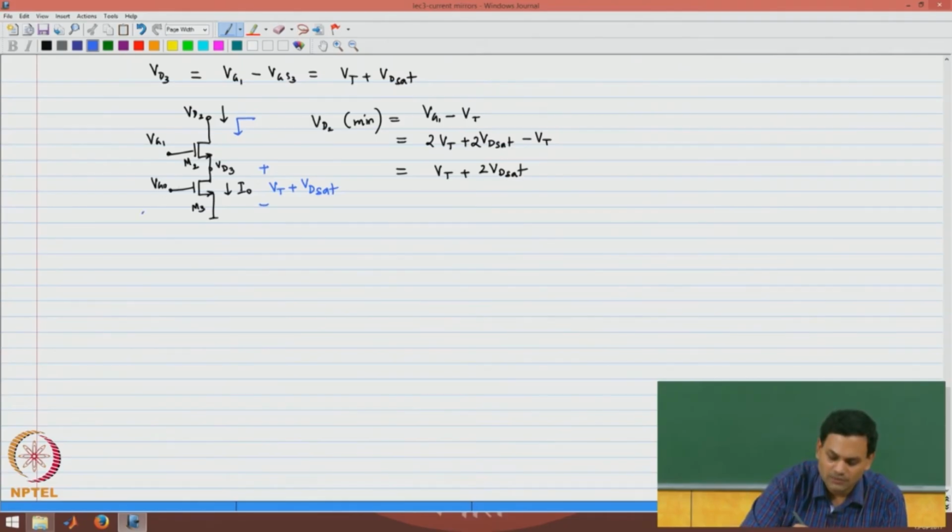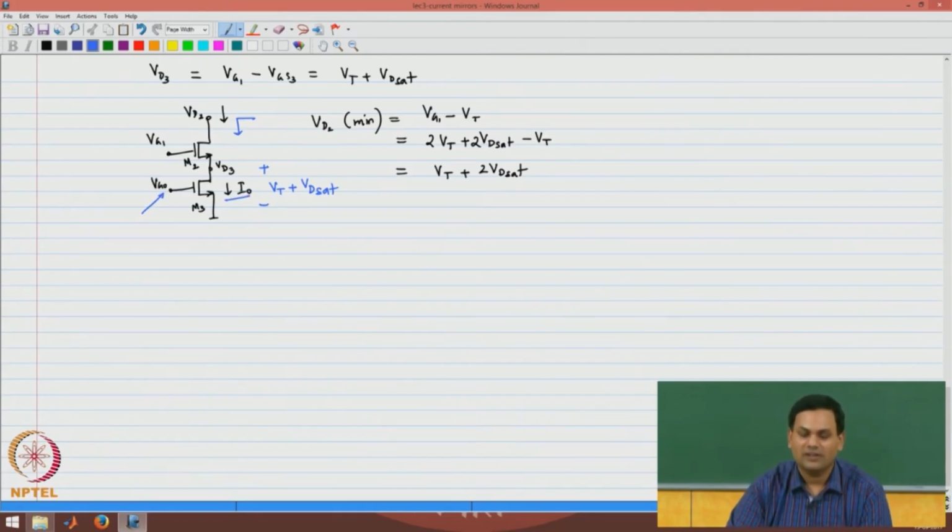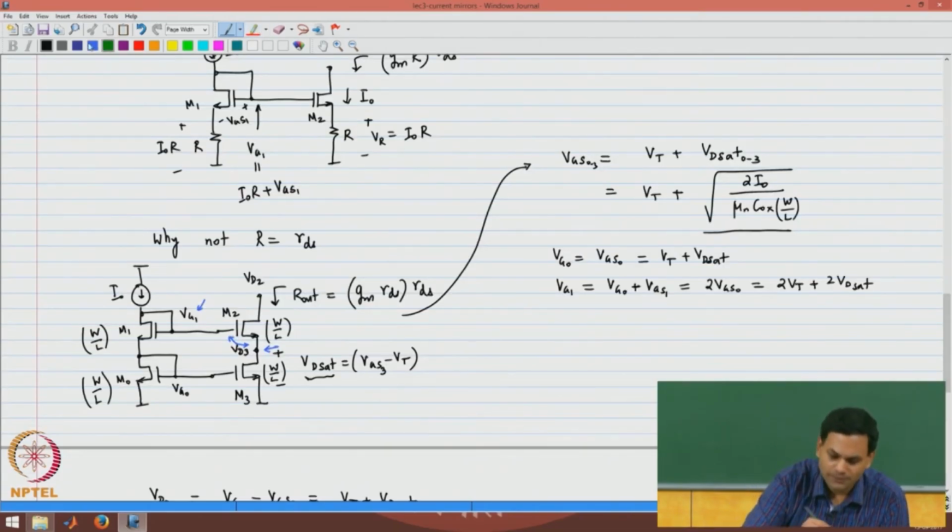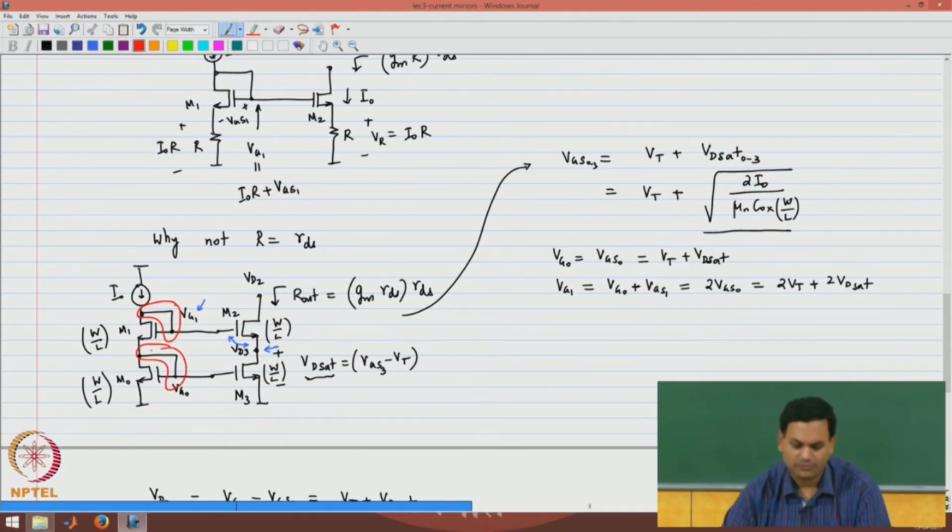Clearly this voltage VG0 cannot be changed because I require that to support a current I0 in this circuit. However, the only way VD3 can be reduced is by reducing VG1. So, I need to find out a different way of producing VG1. Clearly, my original method of making these two connections may need to be changed because I cannot afford a voltage of 2VT plus 2VD sat at the gate of M2.